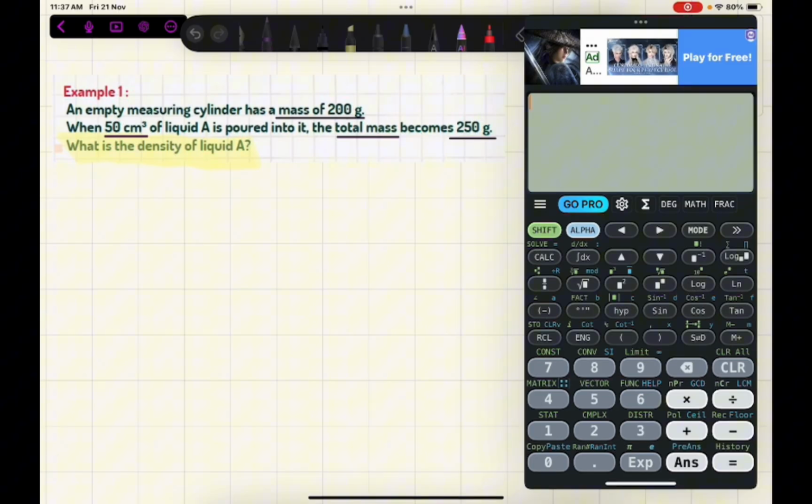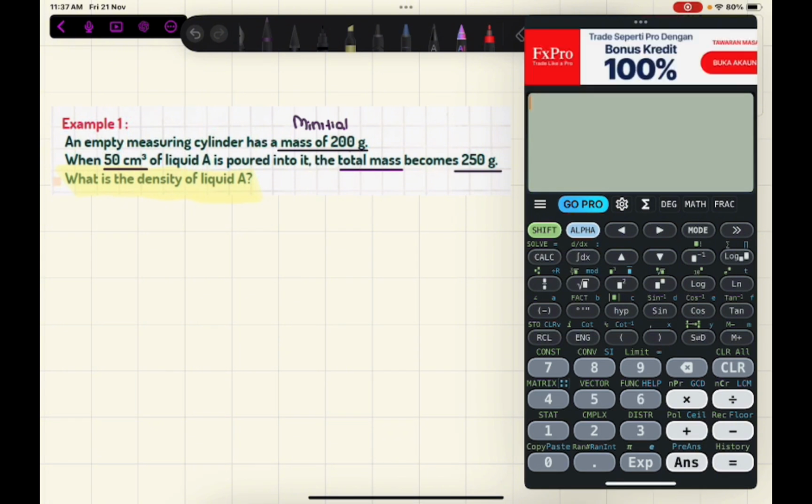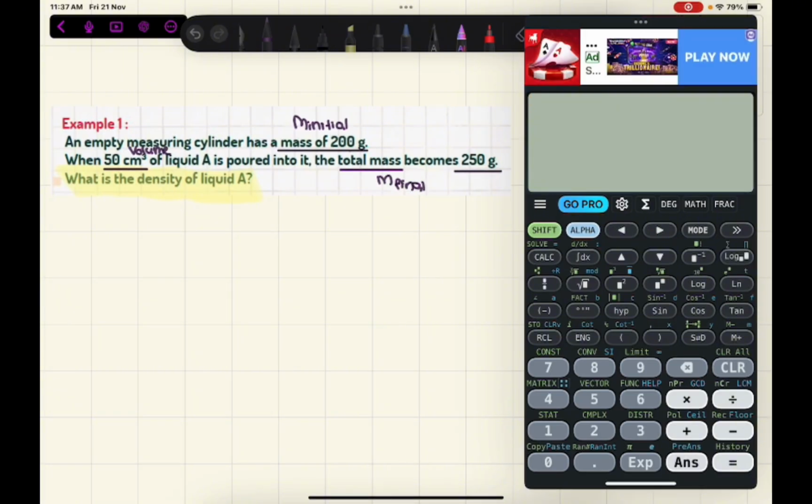Okay, so from this question, what information do you get? First of all, you have the mass of 200 grams. So this is the initial mass, right? And then when 50 cm cube of liquid A, so this is the volume, is added, the total mass becomes 250 gram. So this is the final mass.